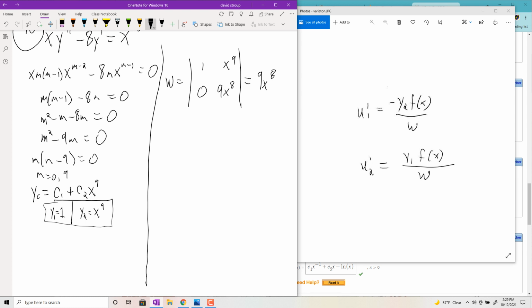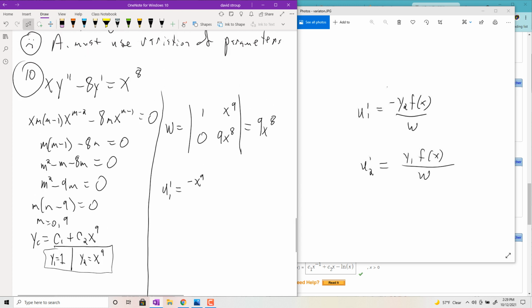And then I can start building my u1. Okay, so u1 prime is negative y2, so negative x to the 9th, times f of x, which is apparently x to the 8th, all over the Wronskian, which is 9x to the 8th. And let's simplify that. So that works out kind of nice. So I get x to the 9th all over 9. And then integrate both sides. So I get u1 equals negative x to the 10th all over 90.